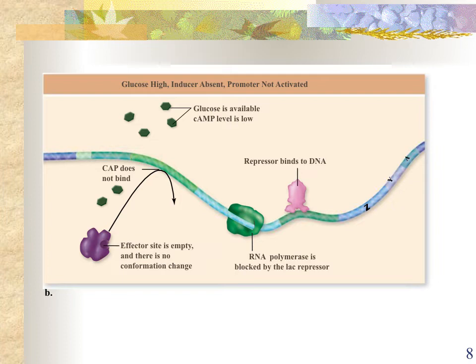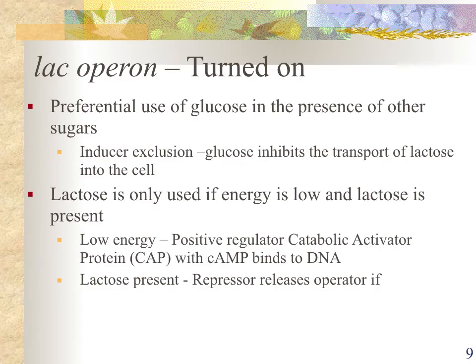Okay, so this is the normal condition, but the lac operon can be turned on, and this happens when glucose is absent. That means some molecules that are present only when the cell is low on energy are present, and that will allow a positive regulator, the catabolic activator protein, or CAP, to bind with these low energy compounds, which are cyclic AMP, and that will help RNA polymerase bind. And then the other thing that has to happen is lactose has to be present.